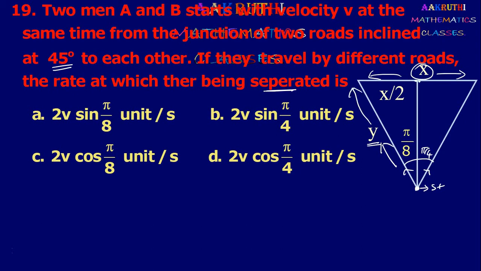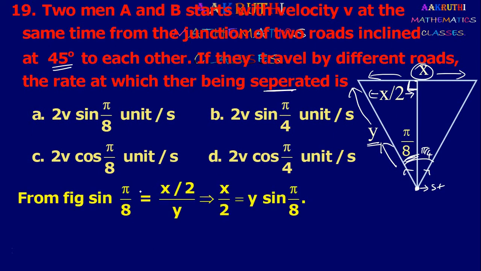Now we draw one perpendicular from the midpoint of x to the vertex. So here we get x by 2. This distance is x by 2, and this angle is pi by 8. The total angle is pi by 4, and we get this angle as pi by 8. So here first we find the relation between y and x.